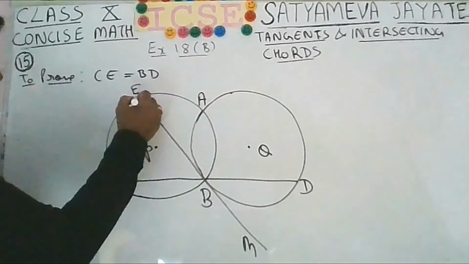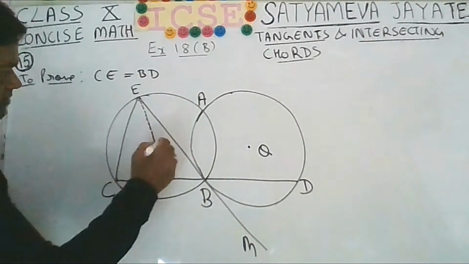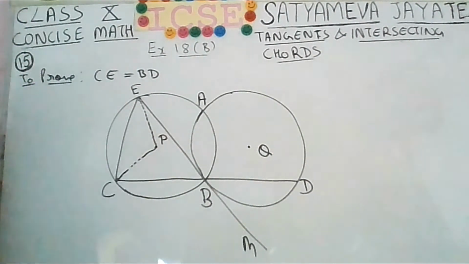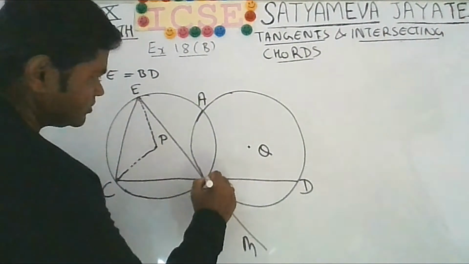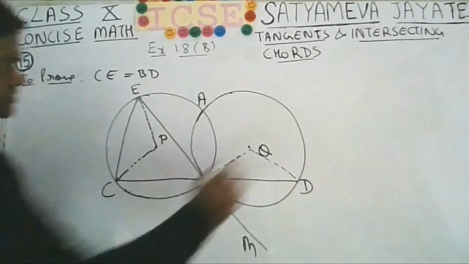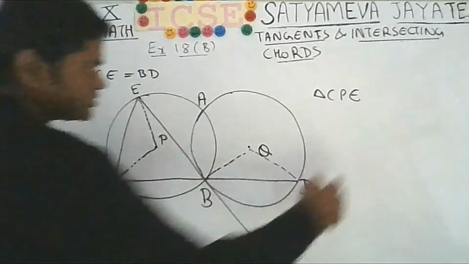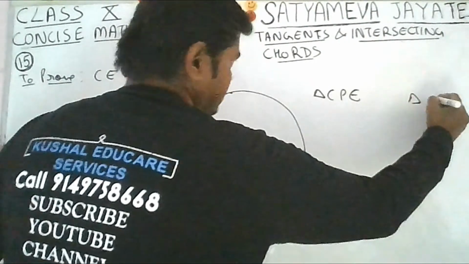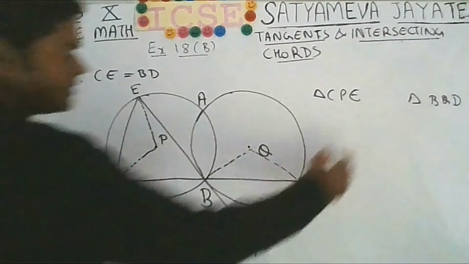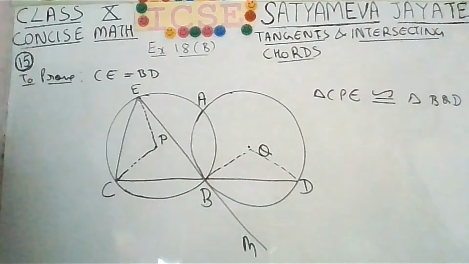So you can join the points E with P. This point is P, I am labeling it here. And you can also join this P with C. Now here you can join B with Q and Q with D. So you can consider two triangles, triangle CPE, and you can also consider the triangle BQD. You should be able to explain that these two triangles are congruent to each other.